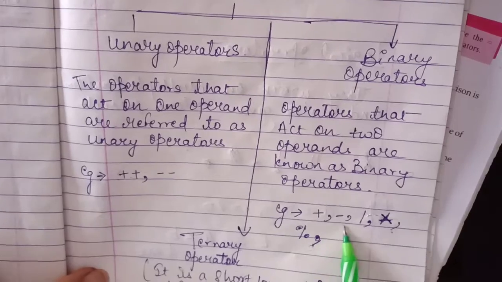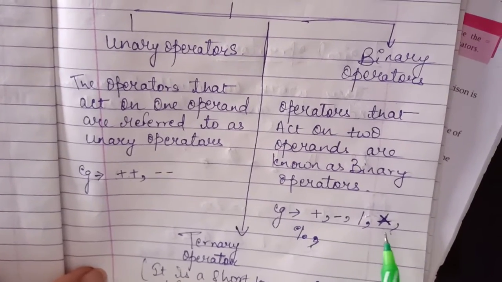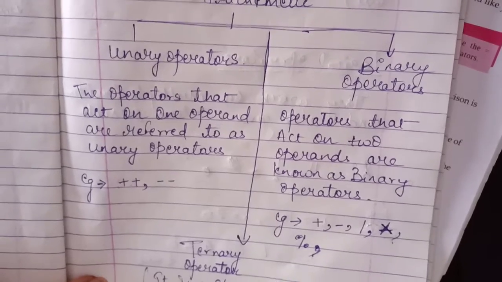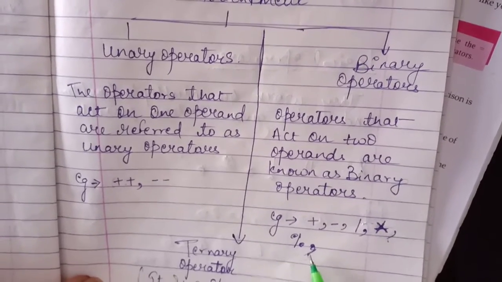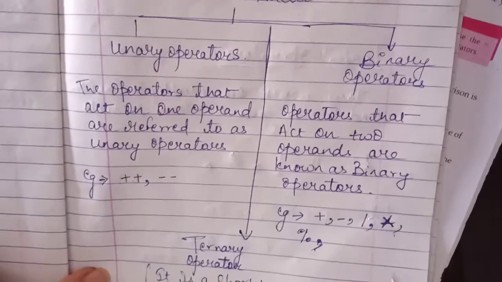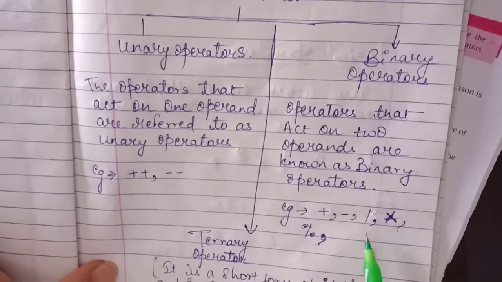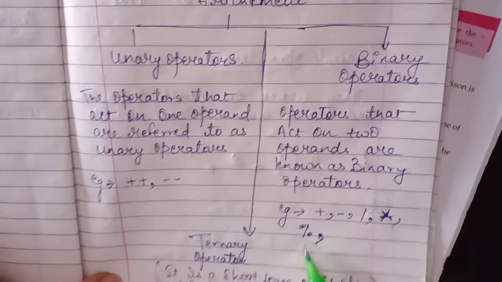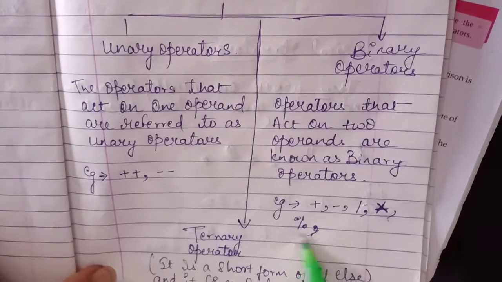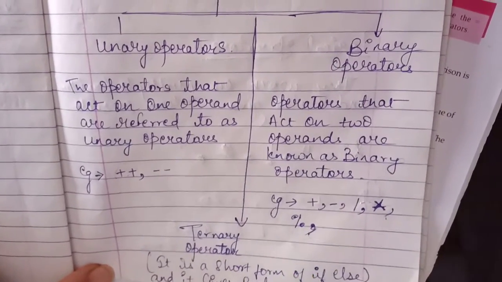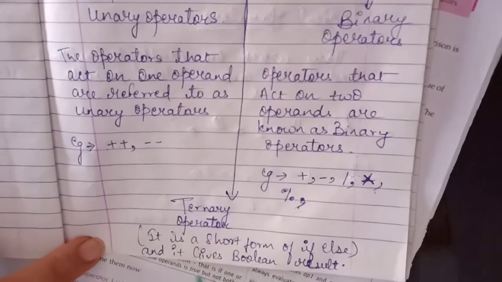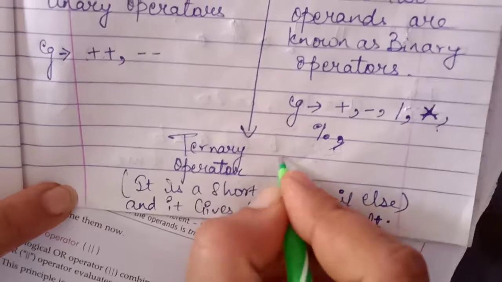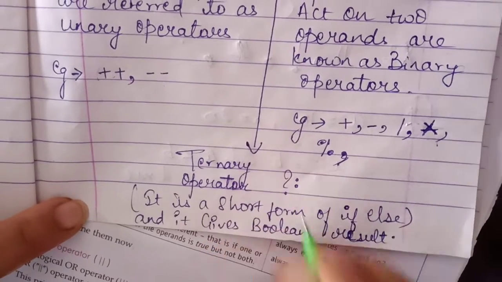Your plus, minus, divide, multiply and your modulus, these are your binary operators which act on two operands. Here your divide gives the result in the form of quotient, and your modulus returns your remainder. Now next is your ternary operator. It is a short form of if else and it gives your Boolean result. This is the symbol of the ternary operator.